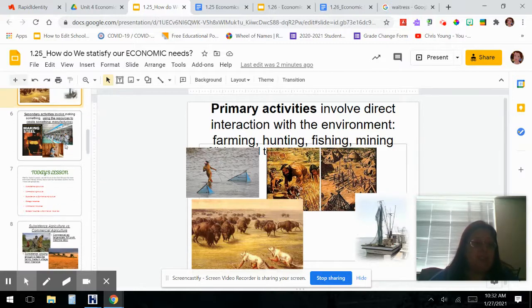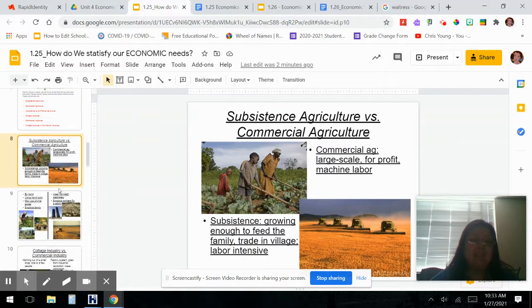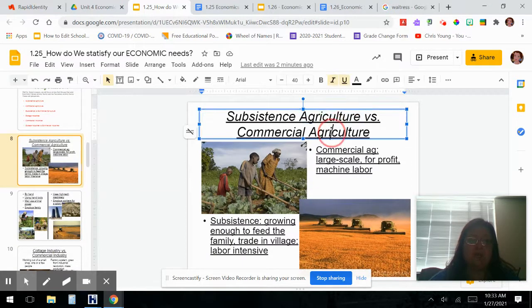Primary, we know it has to do off of the land. Secondary has a lot to do with factories. Now here we go. Let's talk about agriculture. Agriculture means you are growing plants, okay? And there are really kind of 2 branches off of it.